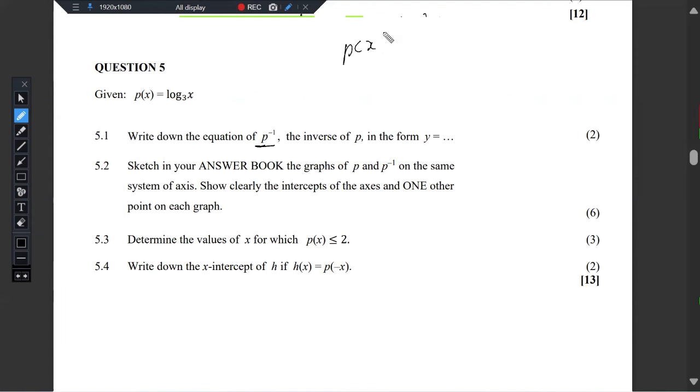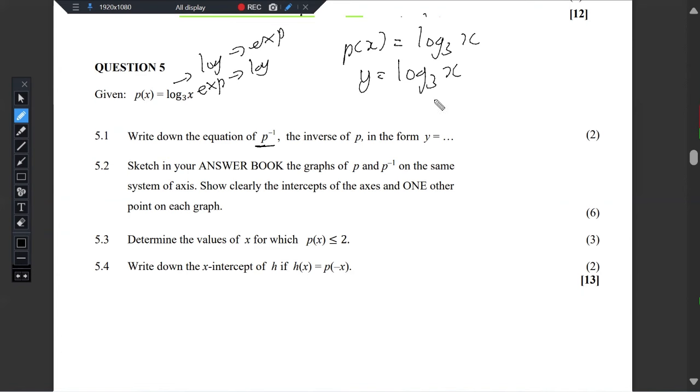We have p of x is equal to log base 3 of x. We know that the inverse of a logarithmic graph is an exponential graph, and the inverse of an exponential graph is a logarithmic graph. So where you see a log, expect an exponential. Where you see an exponential, expect a log. And then how we do this is by saying p of x can be written as y, and then log base 3 of x. But then you can do this.